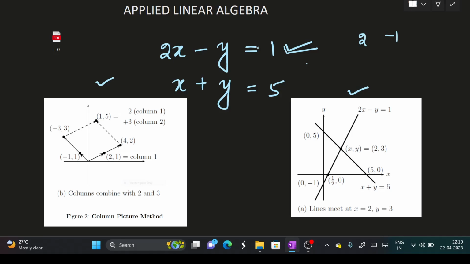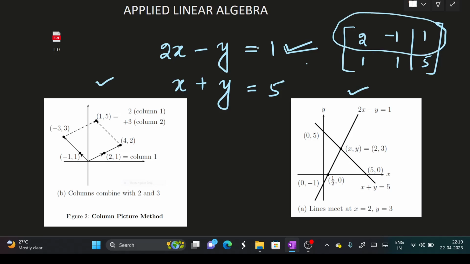It is 2, minus 1, 1, and then 1, 1, 5. So this is the augmented matrix. Here, the first row is representing this equation. The second row is representing this equation. It is my line 1. It is my line 2. I will plot it. So this is my line 1 and this is my line 2.